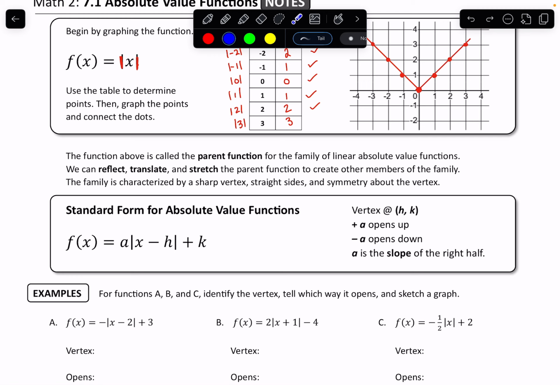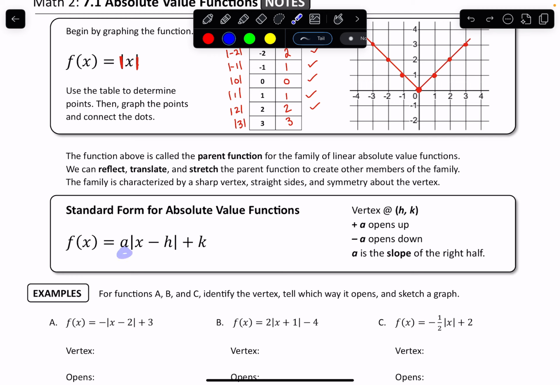So it's going to take your regular V and it can either make it really tall and skinny or it can make it a little bit flatter and wider. If that A is a negative number, it actually flips your V upside down and makes it look more like a mountain peak. So you've got some notes over here on the right talking about A. A positive A opens up, a negative A opens down, and A is the slope of the right half, and then it just gets copied going the other direction, right?